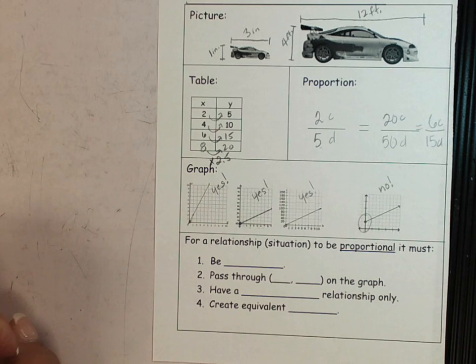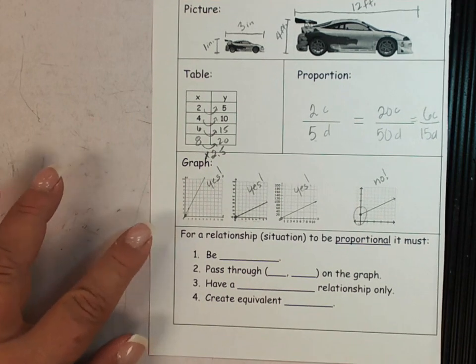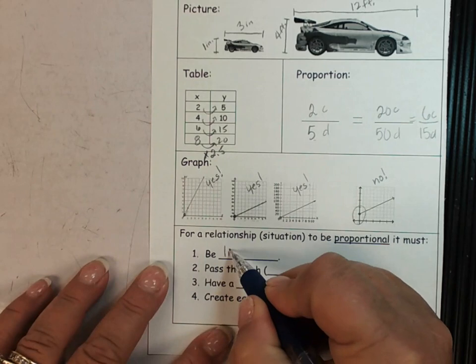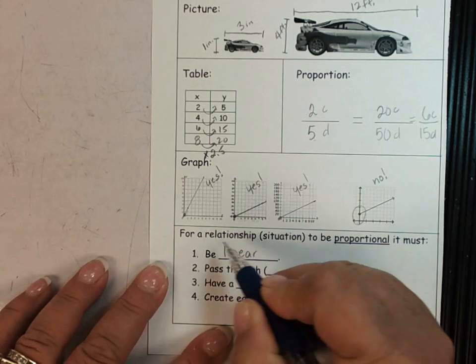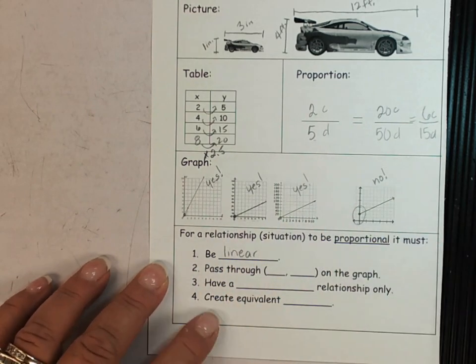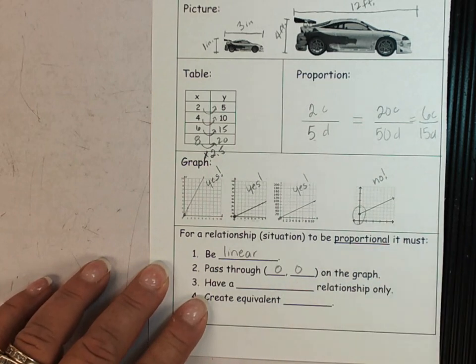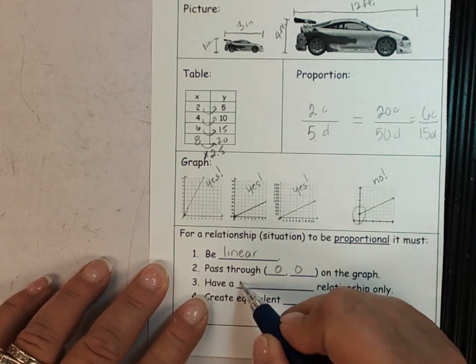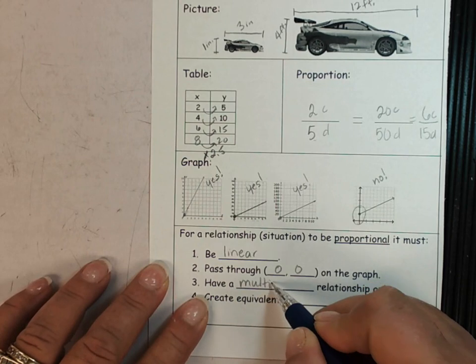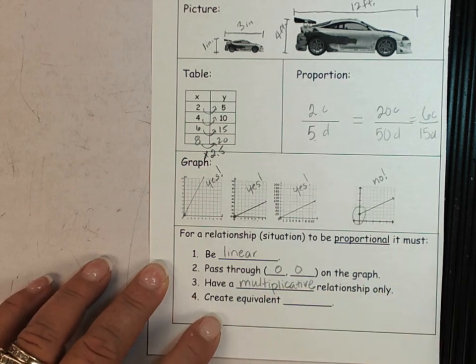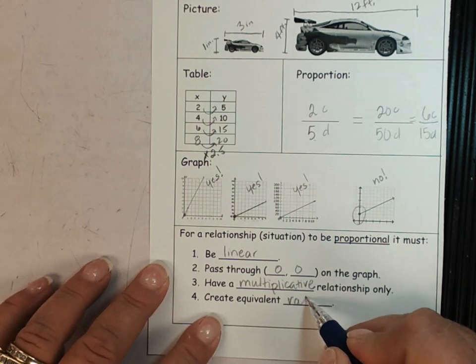So to have a proportional relationship, there are certain things that have to happen. It must be linear, like this on the graph, it makes a line. It must pass through 0, 0 on the graph. It must have a multiplicative relationship. And it creates equal ratios.